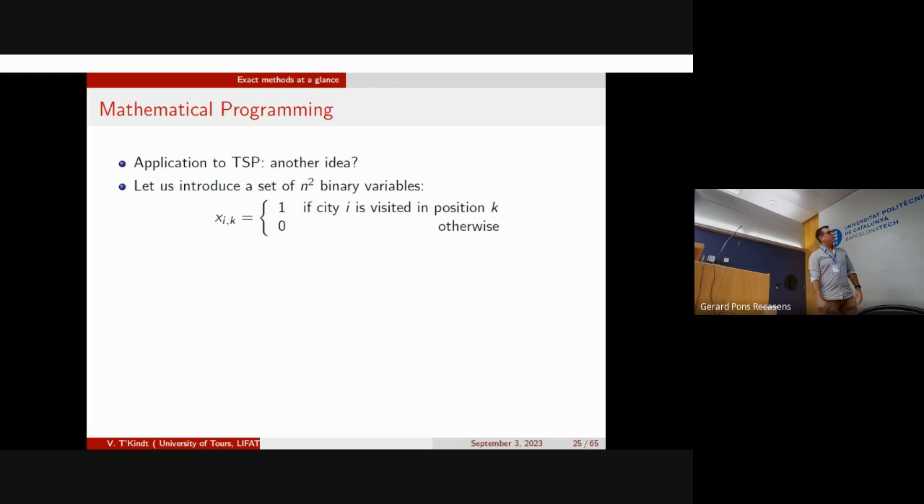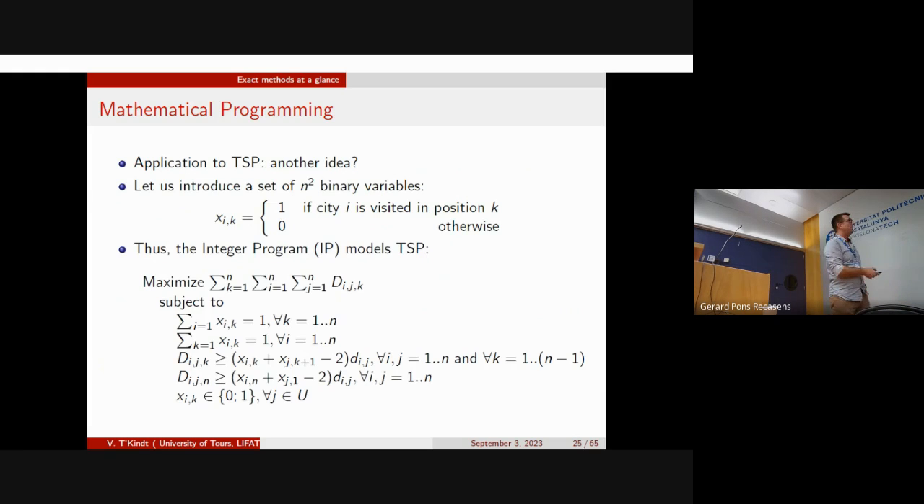If I think about it, I could also do it in a different way. I could say, okay, I still introduce n-square binary variables, but then I have x_ik, and x_ik would be equal to 1 if city i is visited in position k in the permutation, so in the list. So if x_34 is equal to 1, it means that the fourth visited city is city 3. That's another way to model the problem.